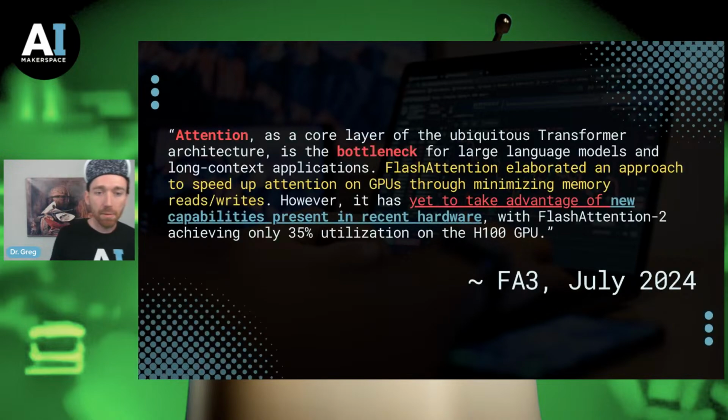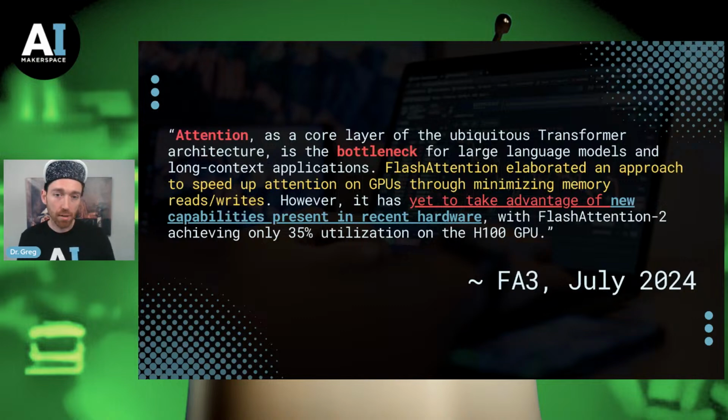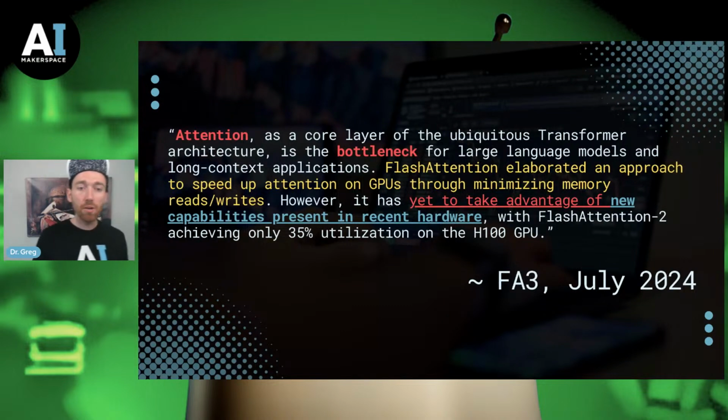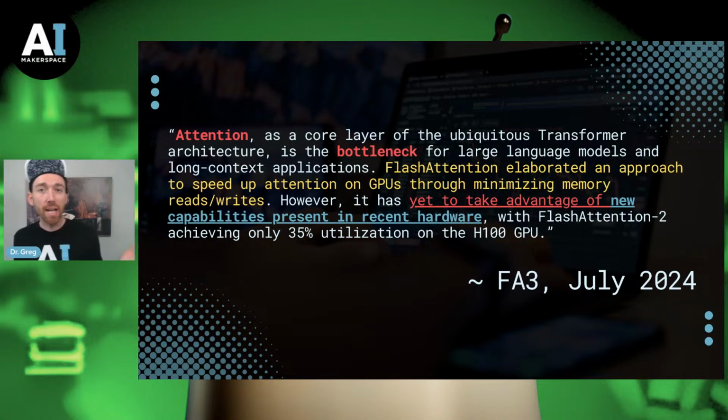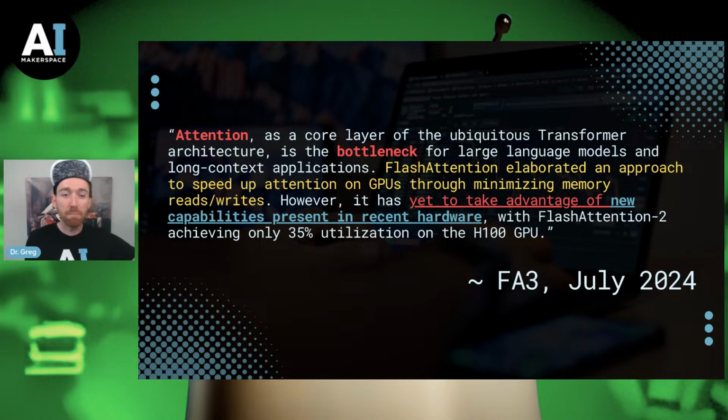Let's read from the top of the paper. Attention is the bottleneck, they say. And they said FlashAttention elaborated an approach to speed up attention on GPUs through minimizing memory read-writes. Dope. However, it was yet to take advantage of new capabilities in recent hardware. Even FA2 was only really getting 35% utilization on the H100, meaning you're only using 35% of the capabilities of your big beefy GPU. That's crazy. Let's not do that. Let's use as much as we can.